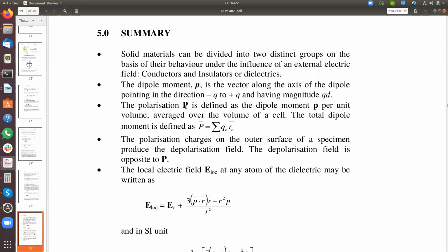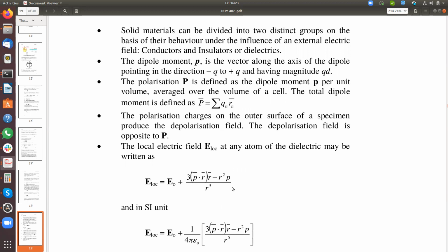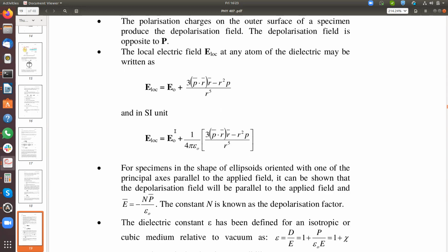Then we discussed also polarization, P, which is defined as dipole moment per unit volume. That is the average over the volume of a cell. The total dipole moment is defined as this. Then we also talked about polarization charges on the outer surface of a specimen producing the depolarization field. So this field is opposite to P. I explained this some minutes ago. We also talked about the local electric field, E local, at any atom of the dielectric, which can be written in this format. This is more or less when you have it in CGS units, but when you take it to SI units, you have this.